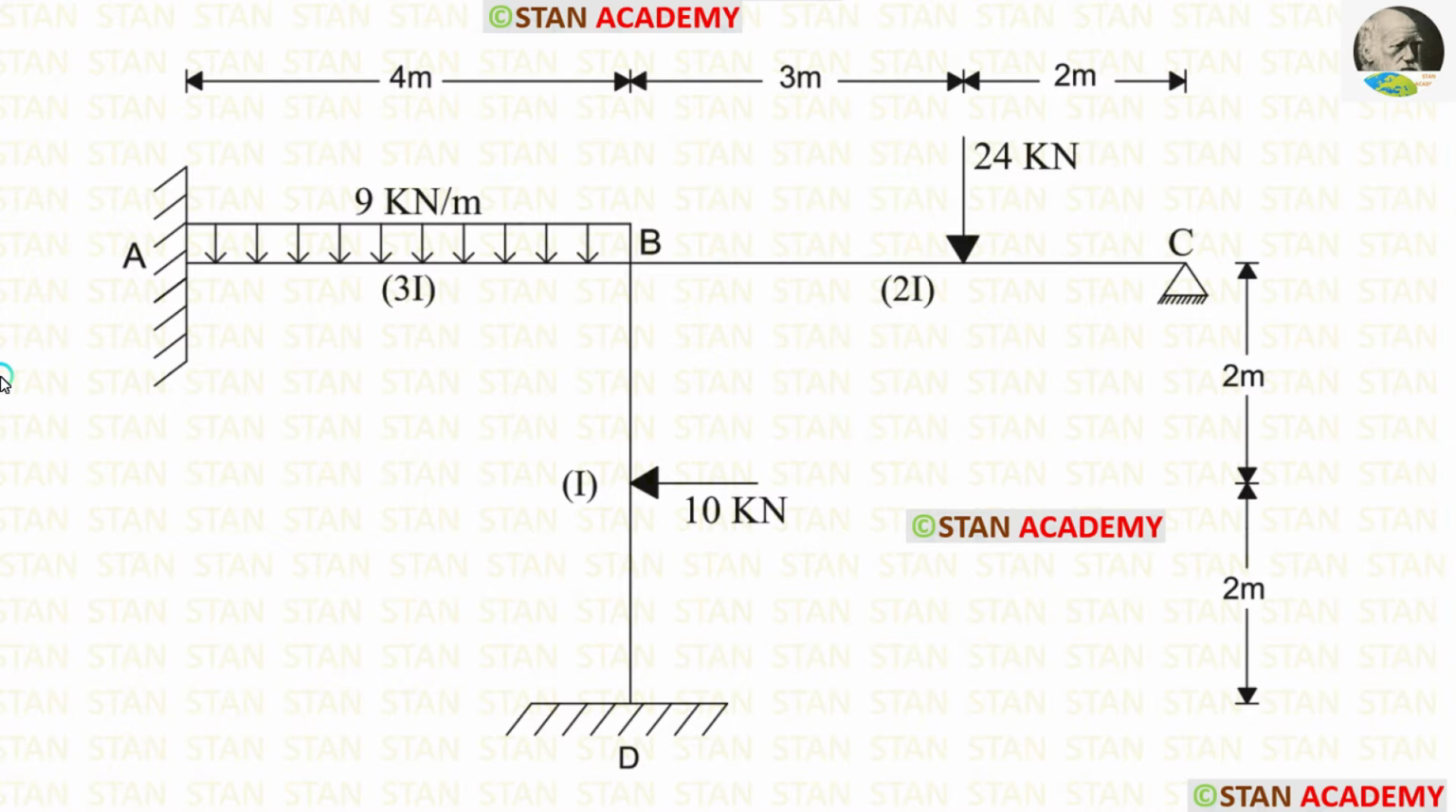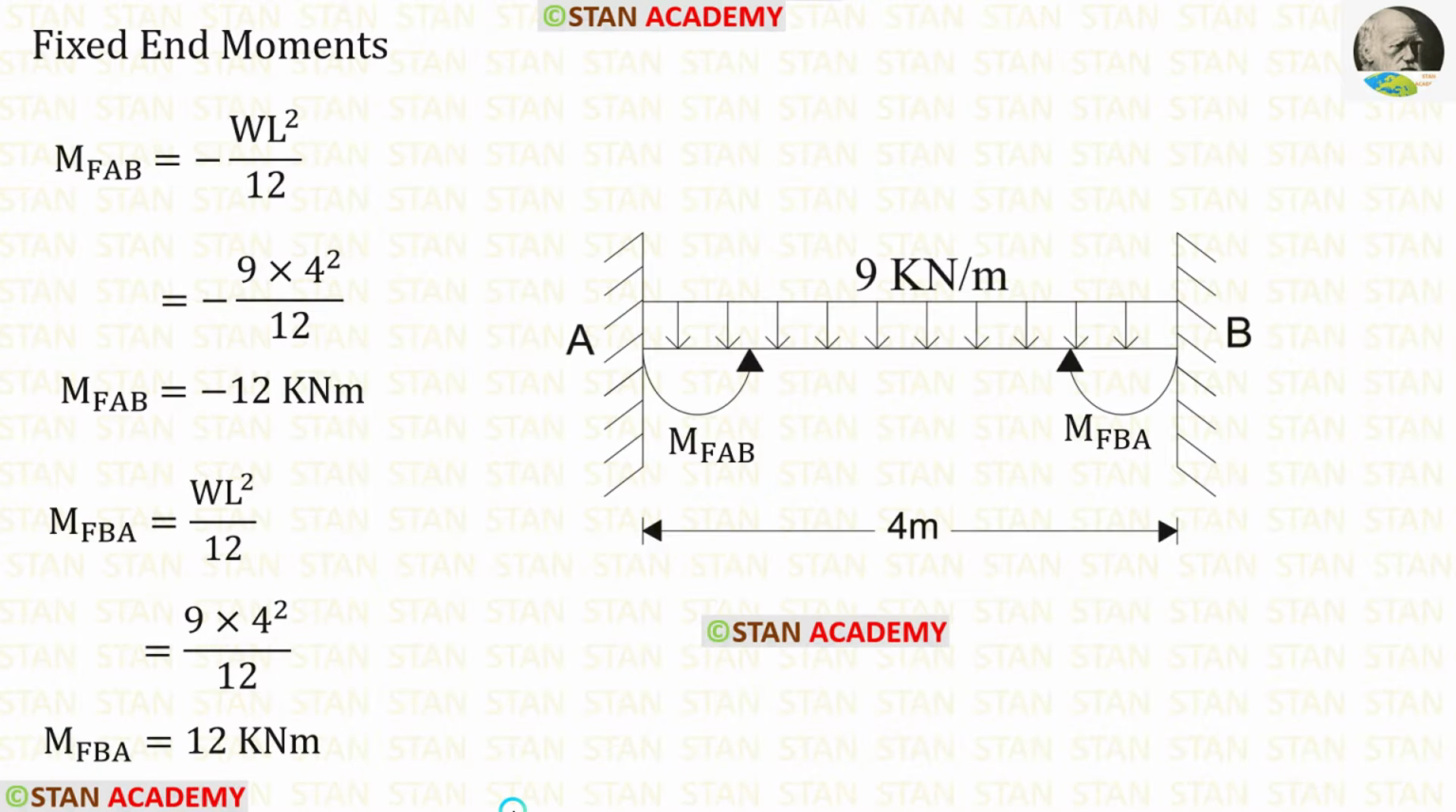This frame is a non-sway type frame because the fixed support in the point A will not allow any horizontal displacement. Now let us find the fixed end moments. First, let us find them in the span AB. In the span AB, there is a UDL 9 kN per meter. This UDL is acting for the whole span.